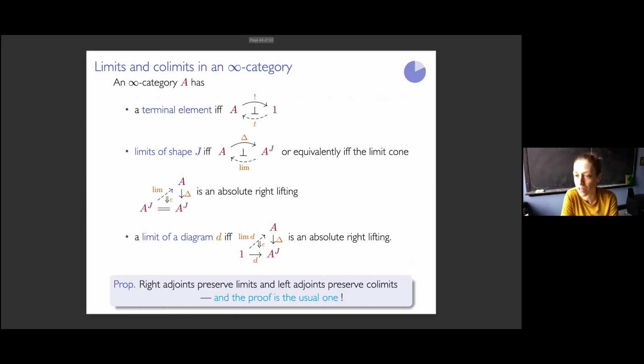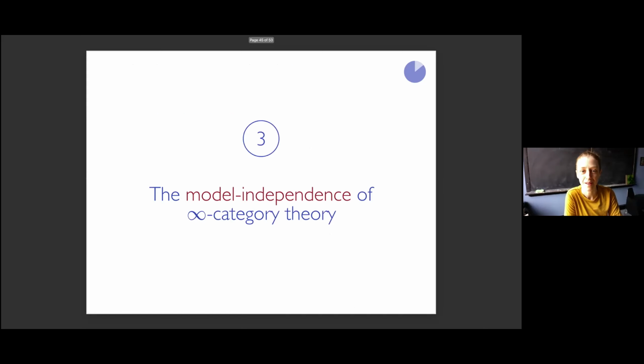So we can talk about limits and colimits inside this 2 category, assuming we encode it in the correct way. There's something a little bit delicate about putting the definition in there in the right way, but once you've done so, the proof that I showed you that right adjoints preserve limits and left adjoints preserve colimits is in fact the proof that we have in chapter 2 of our manuscript.